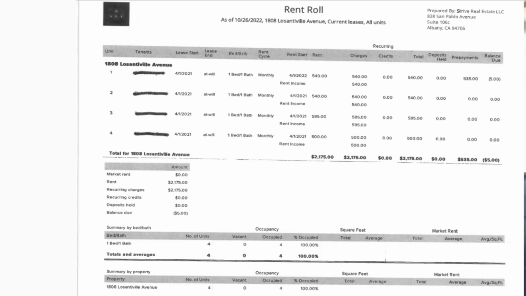Then it's going to have the tenant name. So you'll see on my example, I marked out the tenant's name for privacy issues. It will have the lease start, so the day that the lease starts, that you enter the lease with the tenant, and the lease end. If you notice on my example, it has "at will" in that place where lease ends.